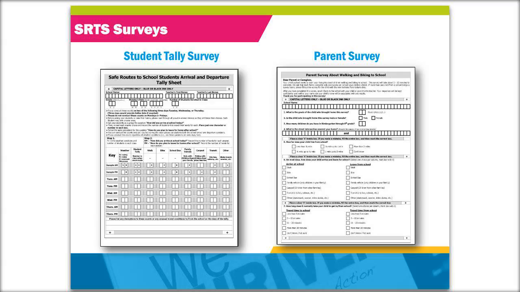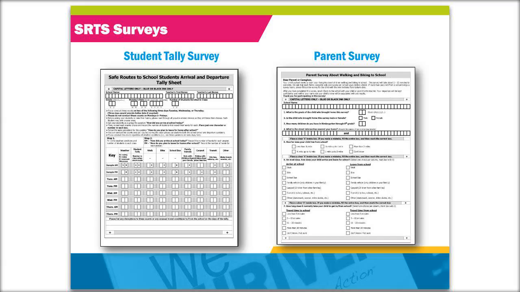The parent survey asks for information about what factors affect whether parents allow their children to walk or bike to school, the presence of key safety-related conditions along their routes to school, and related background information. So the survey asks, do you let your student walk or bike to school? Why or why not?